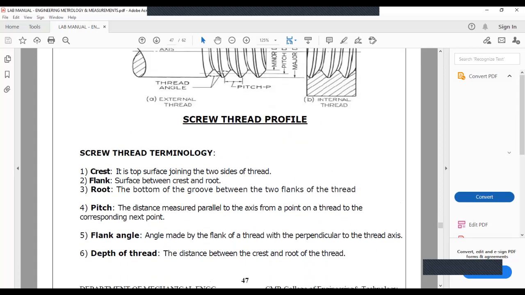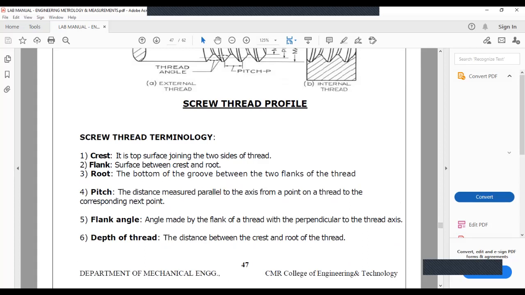So that's why it is the distance measured parallel to the axis from a point on the screw thread to the corresponding next point. Here the point, sometimes you can consider it as a crest, and sometimes as a root. The distance which you measure from crest to crest or root to root will be considered as a pitch.